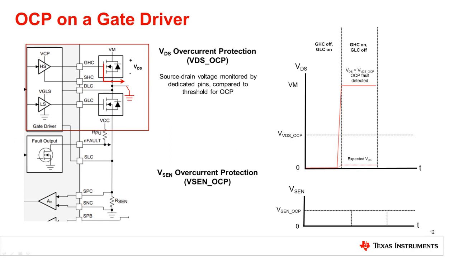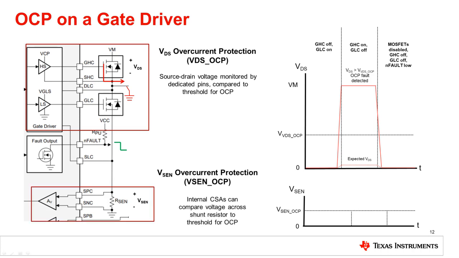Suppose the output is shorted to ground. Now, when the high side FET is on, VDS is essentially equal to VM, and a large amount of current will sink through the FET. The VDS exceeds the VDS overcurrent protection threshold, and the device will generate an OCP fault. The MOSFETs will be disabled, and nFAULT will be driven low.